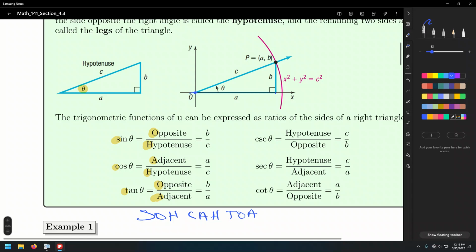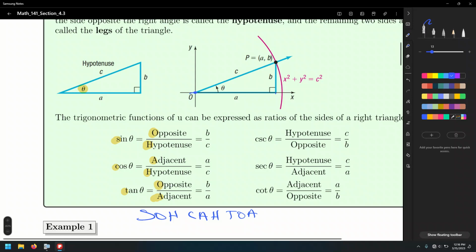And of course, from there you can derive the other three trigonometric functions by just finding the reciprocals. That'll be Cho, Sha, Kao, I guess. But you don't need the Cho, Sha, Kao. The SOHCAHTOA is more than enough. All right? From there you can get pretty much everything else.